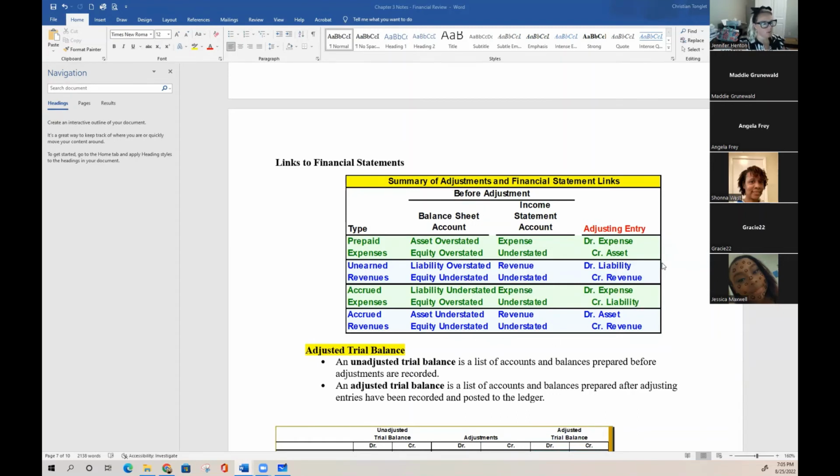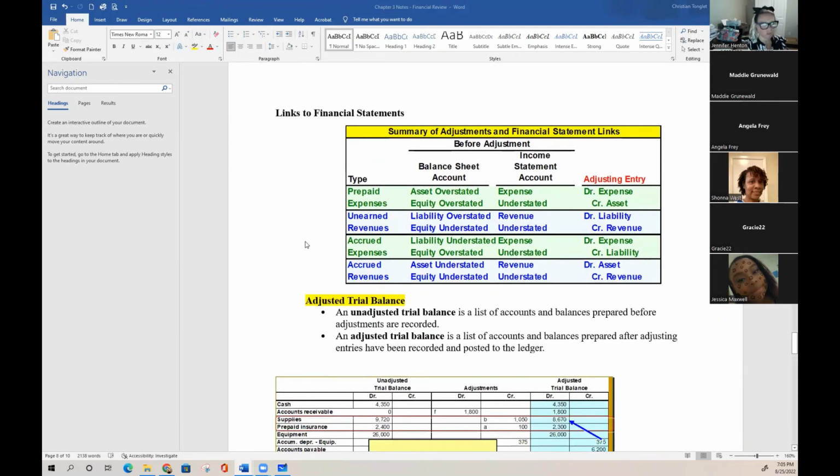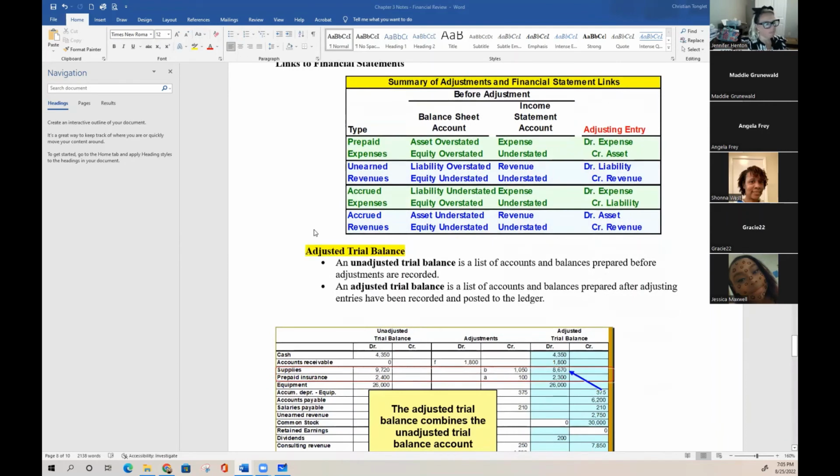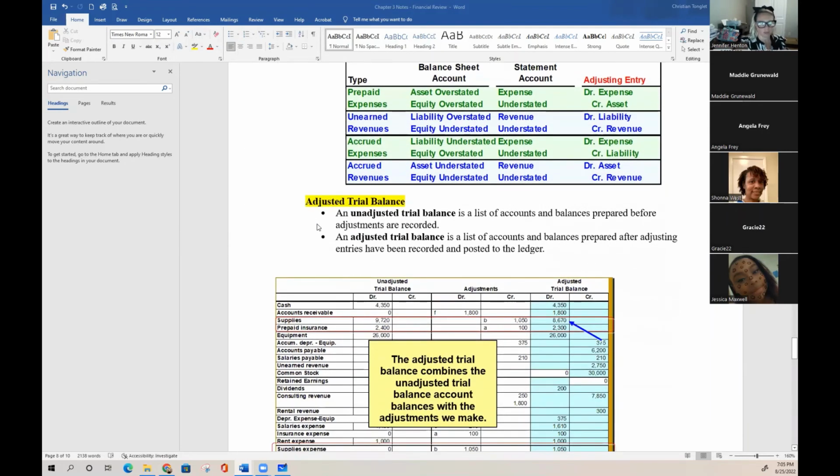So hopefully this table walks through the process of what you're doing through those adjusting entries and understanding. You may have one question that you'll have to work through like that and understand if it's overstating or understating if you don't do that adjusting entry.